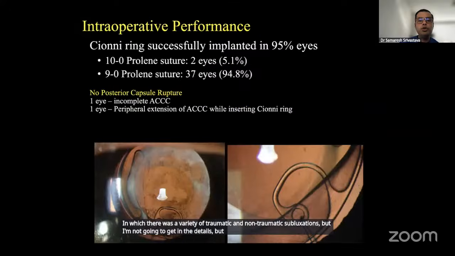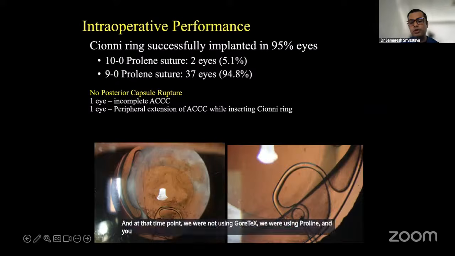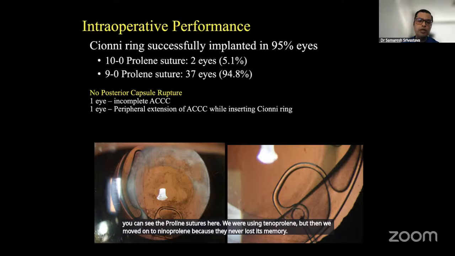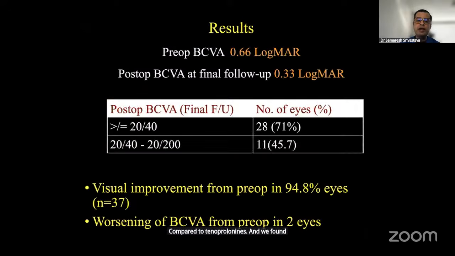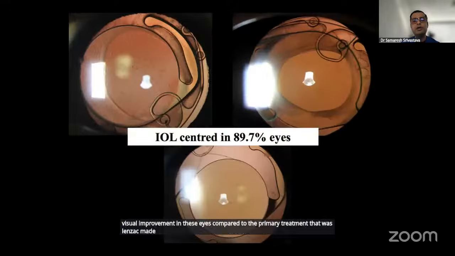What I wanted to show you is that we were able to put a Sioni ring in almost 95% of the eyes. And at that time point, we were not using Gore-Tex, we were using Proline. And you can see the Proline sutures here. We were using Tenoproline, but then we moved on to Ninoproline because they never lost their memory compared to Tenoprolines. And we found the patients had reasonably good visual improvement in these eyes compared to the primary treatment that was lensectomy done by retinal surgeons previously.